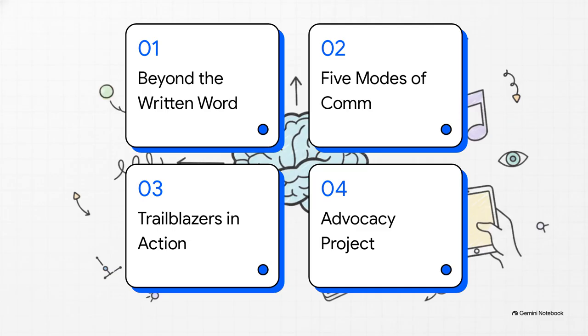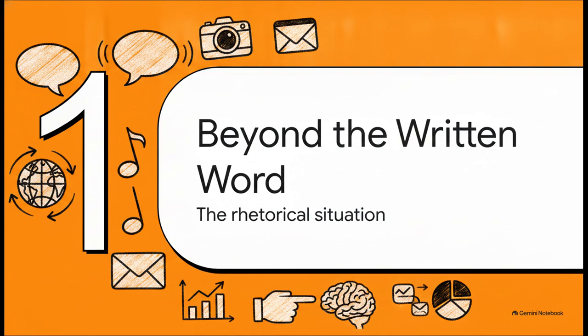Here is the roadmap for our journey today. First, beyond the written word. Second, the 5 modes of communication. Third, multimodal trailblazers in action. And finally, building your advocacy project. Let's kick things off with Section 1, Beyond the Written Word, where we'll look at understanding the rhetorical situation.